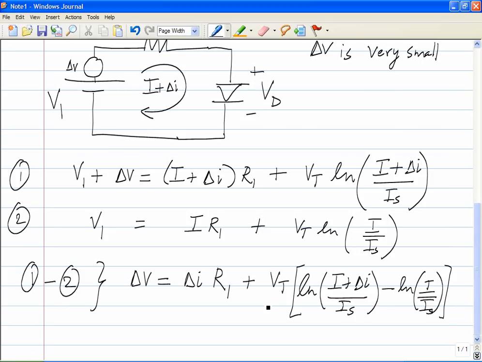So is there any approximation in this story so far? There is no approximation here at all. So far everything is legal. Now, if delta V was very small, then you can say delta I is very, very small. Then what can we do?